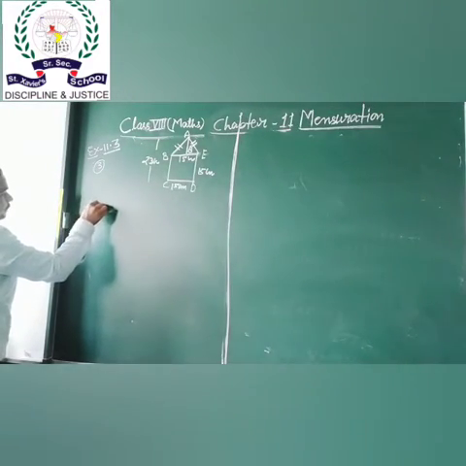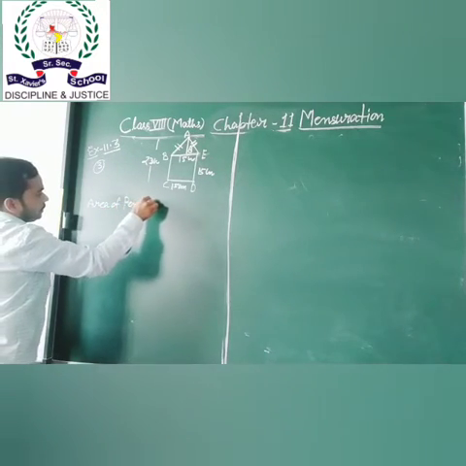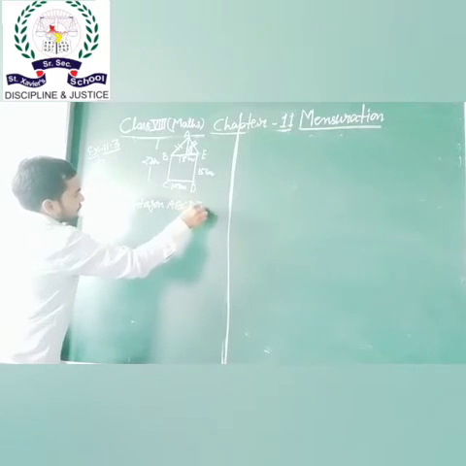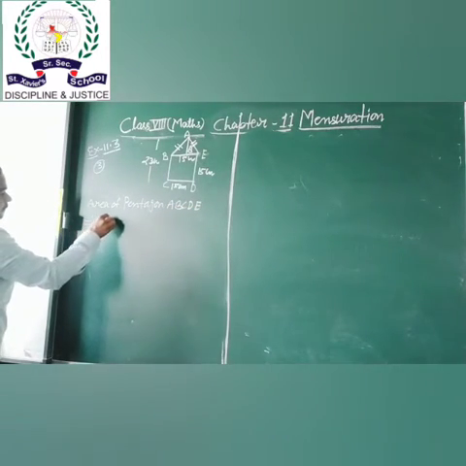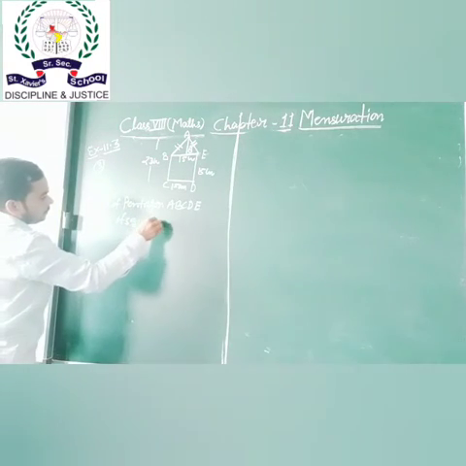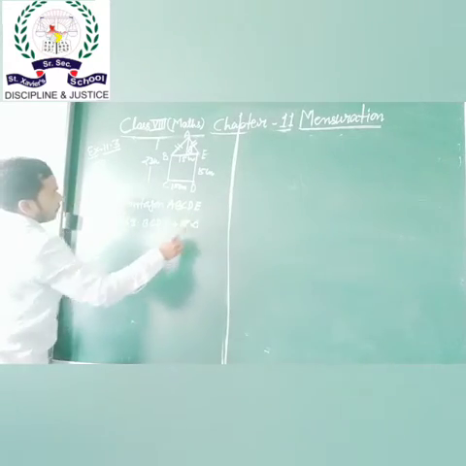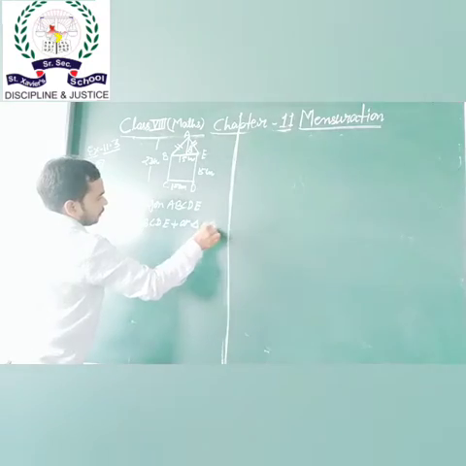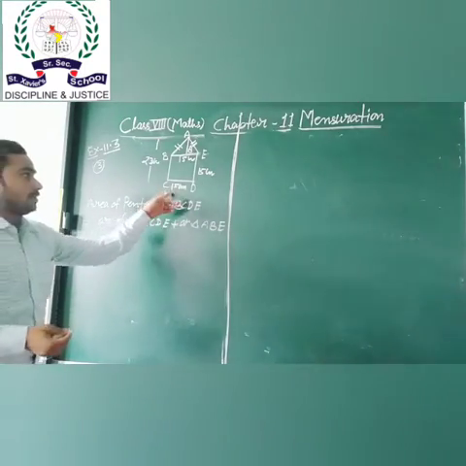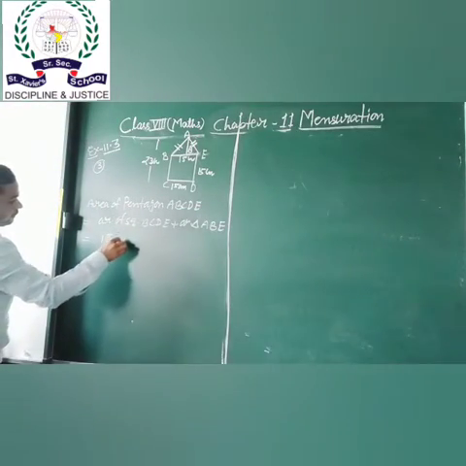So the area of pentagon ABCDE equals the area of square BCDE plus the area of triangle ABE. The area of a square is side into side, so 15 into 15.